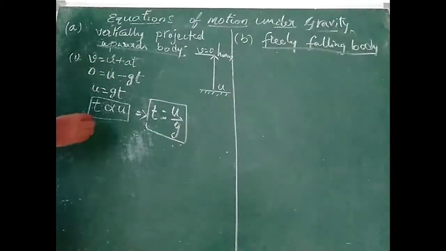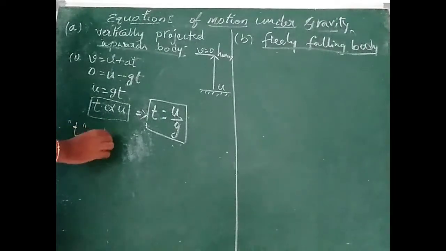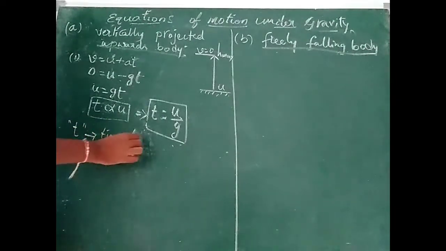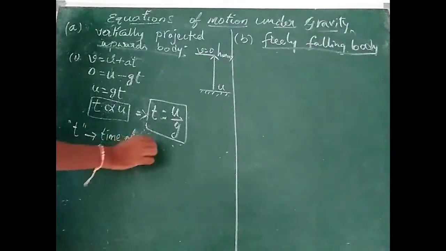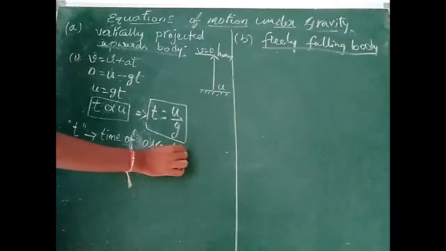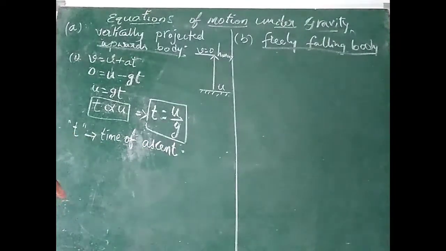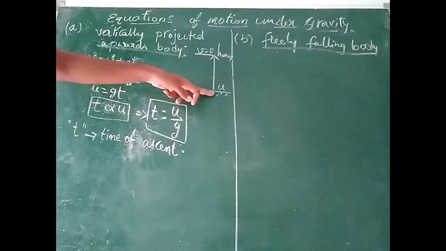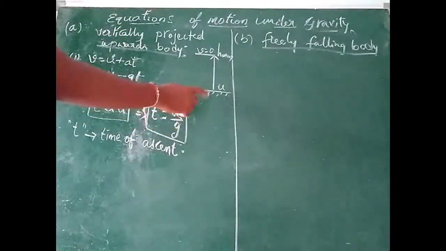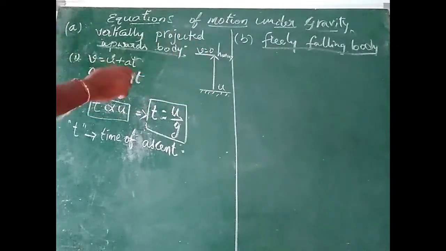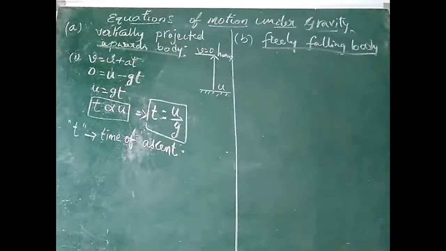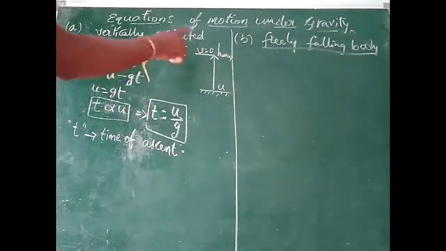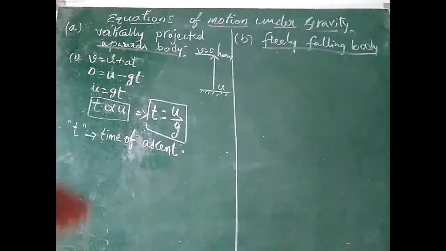Time of ascent is nothing but, note it, the time taken by the body. Here the body is initially on the ground, and the time taken from here to the maximum height, it should take some time to reach the maximum height, and this time is nothing but time of ascent. So the time of ascent formula is t is equal to u by g.